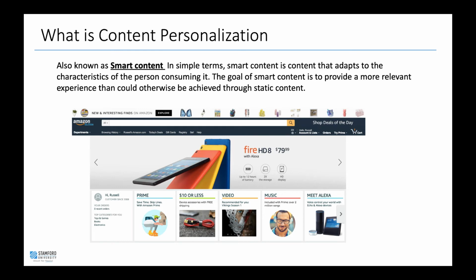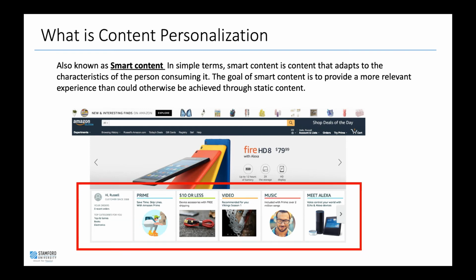So content personalization was introduced a bit in the last module, but in the world of e-commerce, this can go much further. Another term to define it is also known as smart content. In simple terms, smart content is content that adapts to the characteristics of the person consuming it. The goal of smart content is to provide a more relevant experience than could otherwise be achieved through static content.